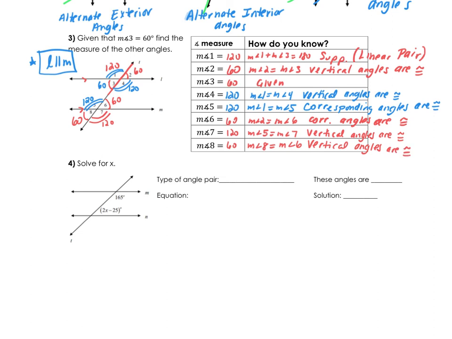All right, for our last question, we do have to solve for x here. We do need to know that the lines are parallel, so if you would mark those two as being parallel first. All right, it says the type of angle pair. Well, notice that T is the transversal. Those two angles are on the same side of the transversal. They're also in between the two parallel lines. So the type of angle pair is same side interior.